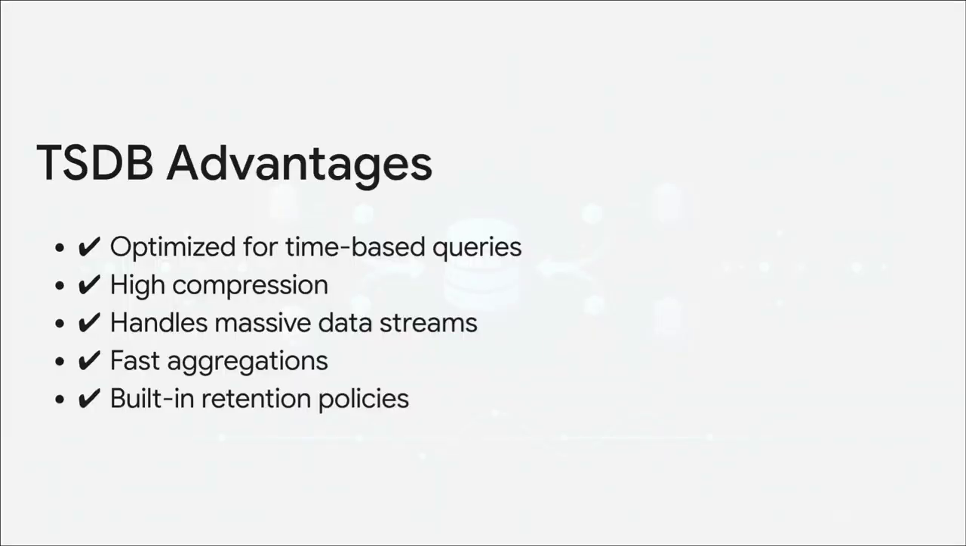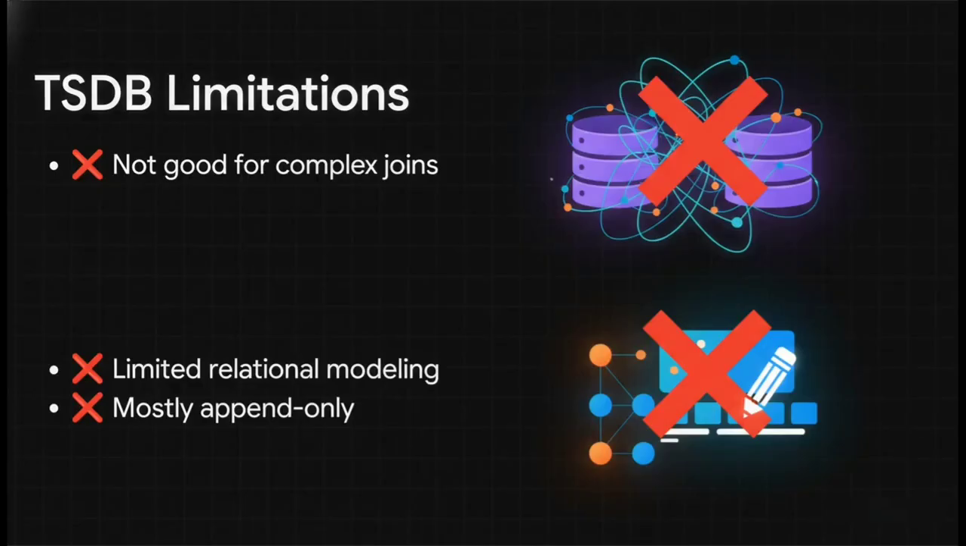So yeah, the advantages are crystal clear. You get amazing performance for anything related to time, incredible storage efficiency, you can handle these massive data streams, and you even get helpful features like automatically deleting old data for you. But what's the catch? What do you give up? Well, you lose the ability to easily do complex joins between different types of data. They're just not built for that rich relational modeling.